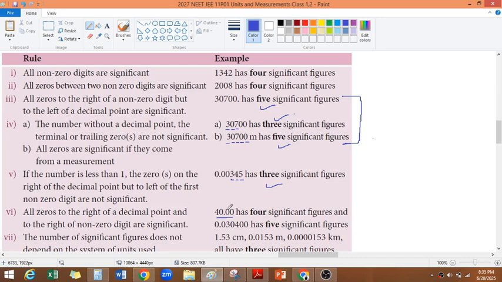If it is 40.00, it means we are sure about both zeros. So this will also be considered as significant figures. Now here, the 0.0 we will not consider as significant figures. 1, 2, 3, 4, 5. So that means it will be 5 significant figures.